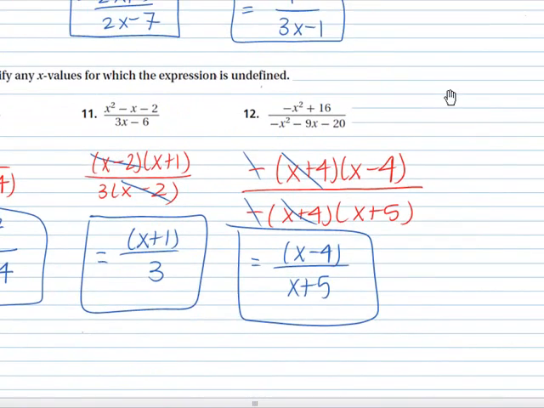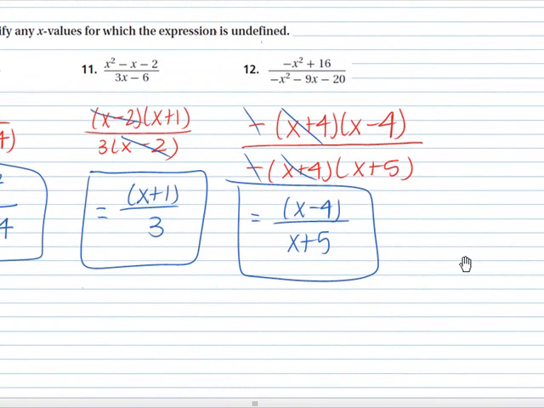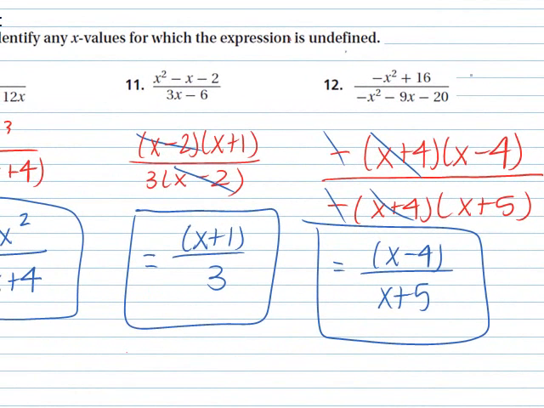As we look down at the other practice problems, I think most of those were pretty straightforward, but number 12 had negatives in front of the x squareds. So the first thing I did was to factor out a negative from both of those. So when I did that, I was left with an x squared minus 16, which is a difference of squares. So that led me to x plus 4 and x minus 4.